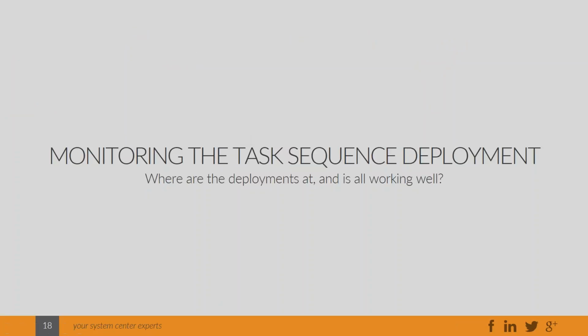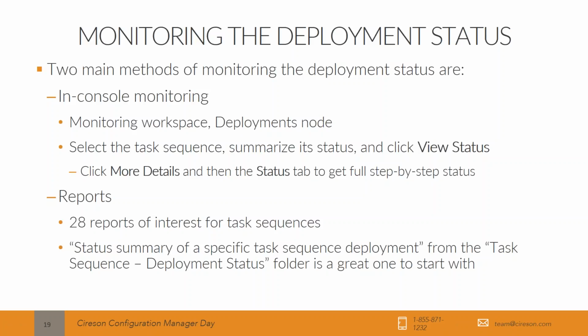So we've got a task sequence that's now running. I ran a couple of task sequences last week. How do you monitor to see what your status is? There's a number of different ways of doing monitoring. For true monitoring of what the task sequence is doing, you're going to use in-console monitoring, where you go to the Monitoring workspace, go to the Deployments node, select that task sequence, run summarization on it, refresh, click View Status, pick the status you want, click More Details, and then go to the Status tab to get a step-by-step display of what's been going on with that task sequence.